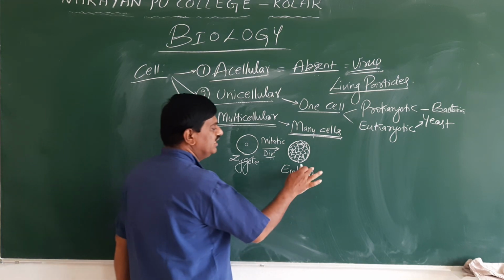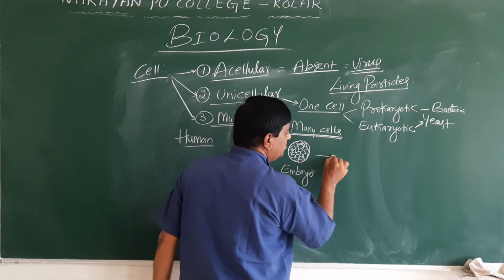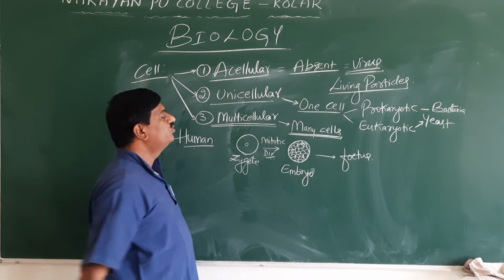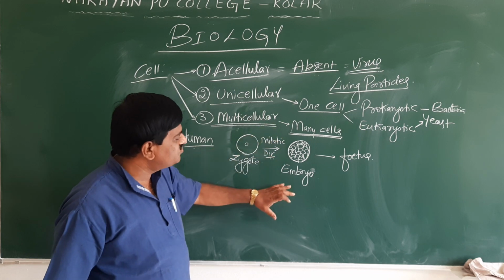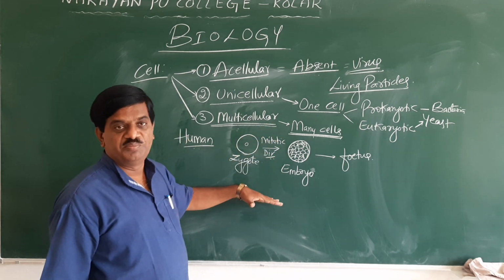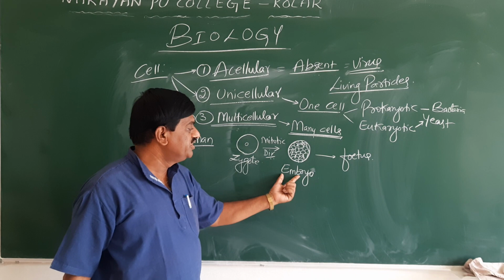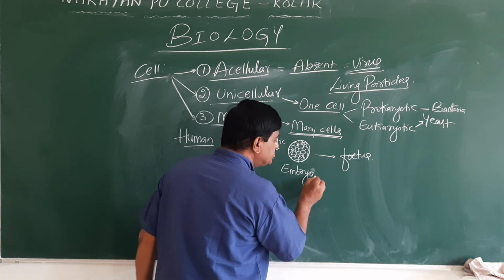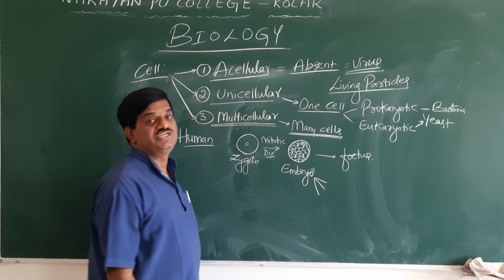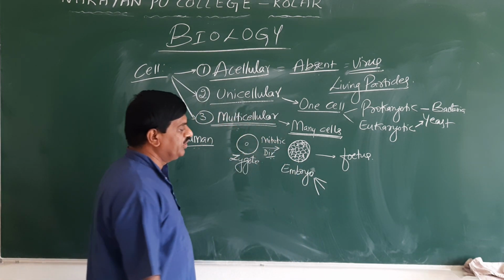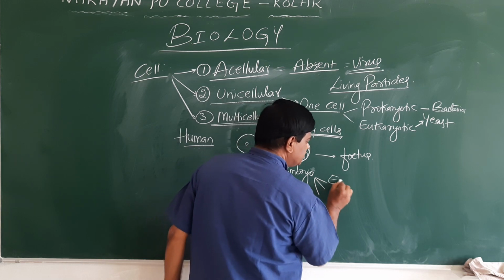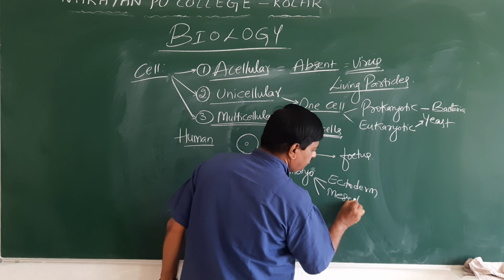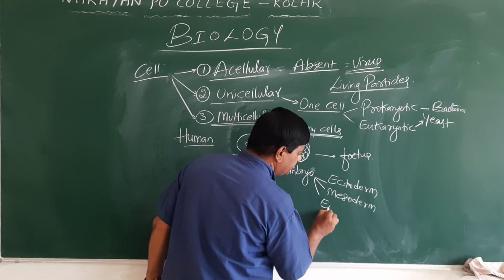This embryo later on is converted to fetus. Or I repeat this, the embryo is a ball of cells, a mass of cells. Formation of embryo is called embryogenesis. This embryogenesis gives rise to three germ layers. The embryo further gives rise to three germ layers called ectoderm, mesoderm and endoderm.